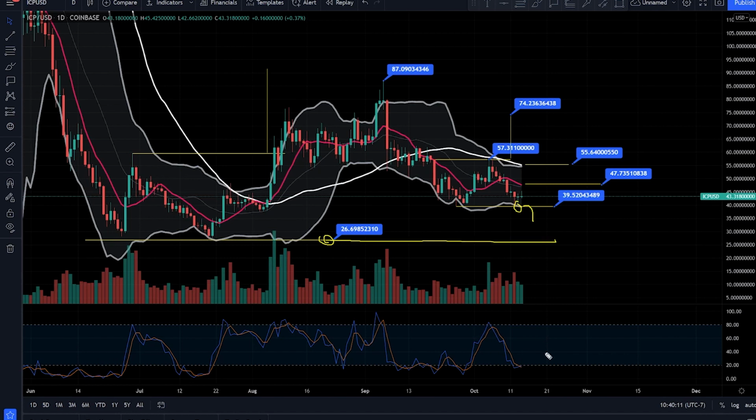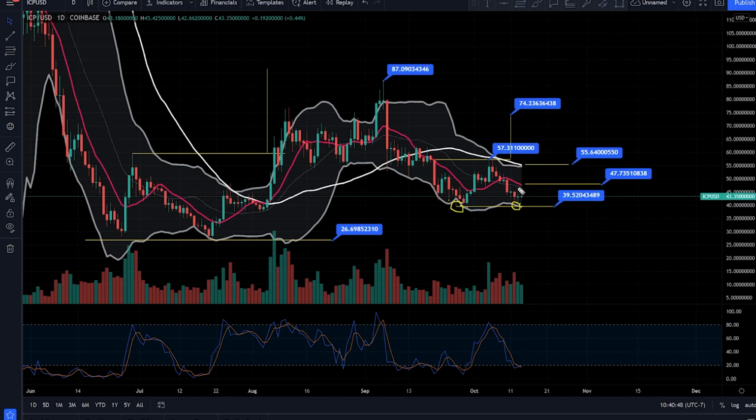Looking at the stochastic oscillator, there is some positive sign. The blue line is beginning to cross over and lead the red line. That is a good sign. So in summary, this is what we're looking at. Assuming that Bitcoin continues to stabilize and trend higher, then there's a very high probability that, as part of this reversal in price due to this possible double bottom, ICP could continue to trend higher.